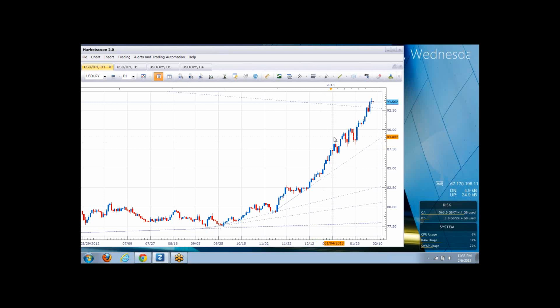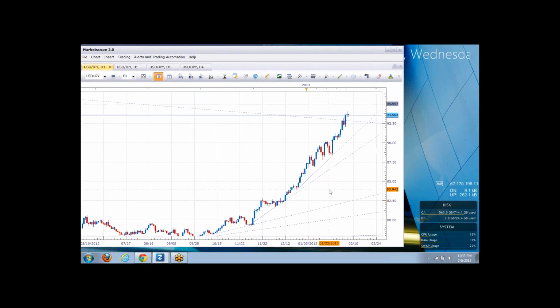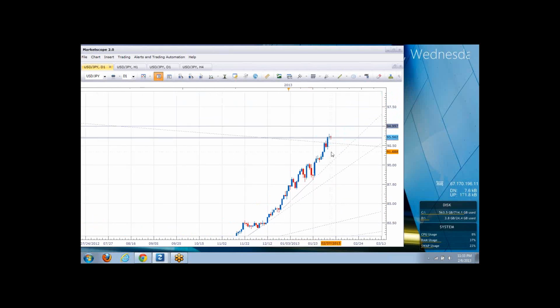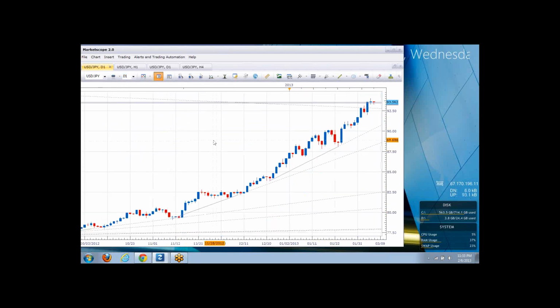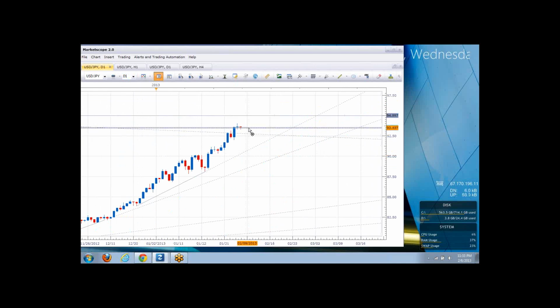Okay. We need to see where the uptrend is. Low, high, low. So if we drew it in here. There we go. So right now, past couple days, it looks like it hit a very significant supply level. So currently, indecision bars are forming.